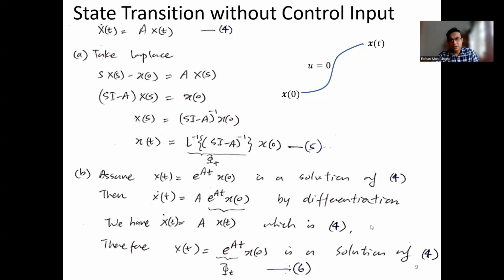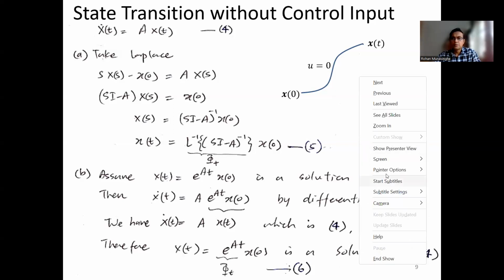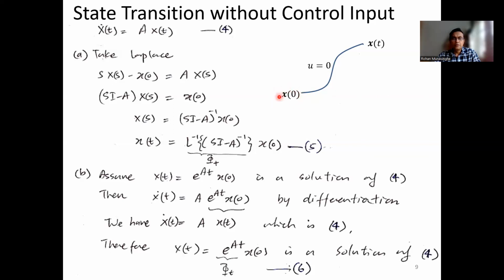I think that discussion is enough on that. Now, state transition means how the state changes. You can see it here in the graphics. You have x0, that is the state at time 0. So you have position and velocity at time 0. And this is the state at time t, position and velocity at time t. So the state goes from time 0 to time t through a certain profile. This is what's called state transition.